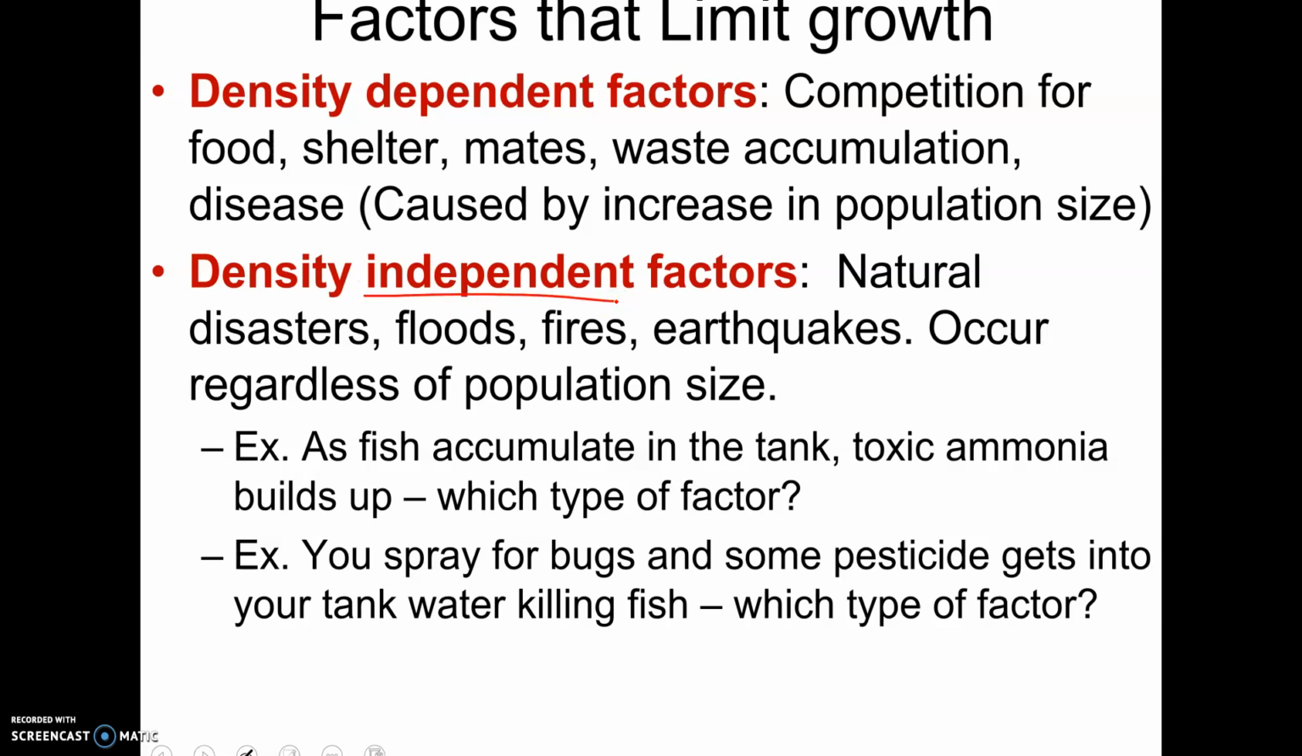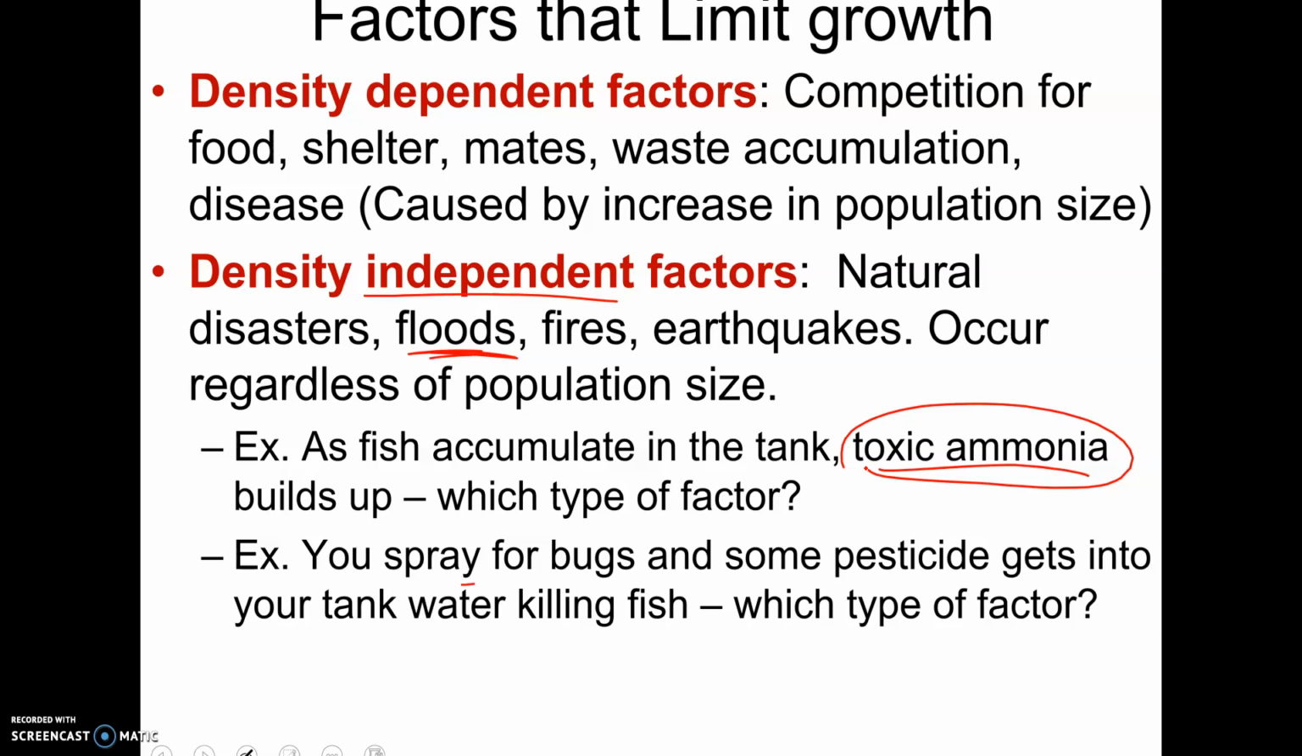Density-independent factors are things that could also affect a population, but it has nothing to do with it being crowded. In other words, we don't have a flood because there were too many moose, right? But the flood might kill the moose nonetheless. So density-independent factors are typically things that can affect a population, but have nothing to do with the population's size itself. So I have two examples. As fish accumulate in your tank, ammonia builds up. That's their waste product. That's going to be a density-dependent factor. It's only going to build up if there's too many fish.